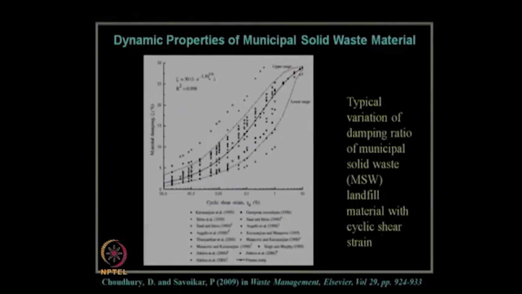The next important dynamic property of municipal solid waste material is material damping. This axis is in percent and this x axis is cyclic shear strain in percent. You can see over here, all these are collected data points worldwide, through which a semi-empirical relationship has been proposed. Depending on the earthquake shear strain value, one can estimate what the material damping will be.